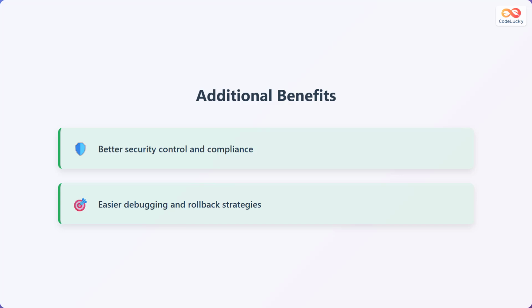Additional benefits of using specific tags include better security control and compliance, and easier debugging and rollback strategies. Knowing the exact version of the image you are using makes it easier to identify and address security vulnerabilities. In case of issues, you can quickly roll back to a previous stable version.